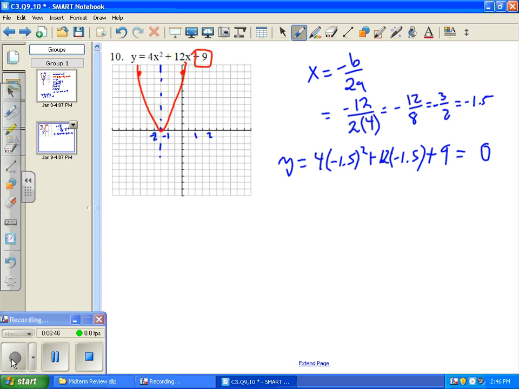Okay, so that's it. So we have the intercepts, the vertex, and the axis of symmetry, of course, is x equals negative 1.5, since that's just the equation that goes through the x-coordinate of the vertex.